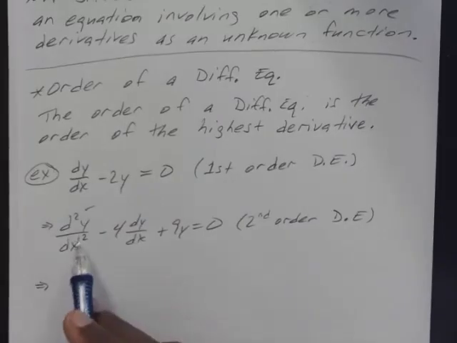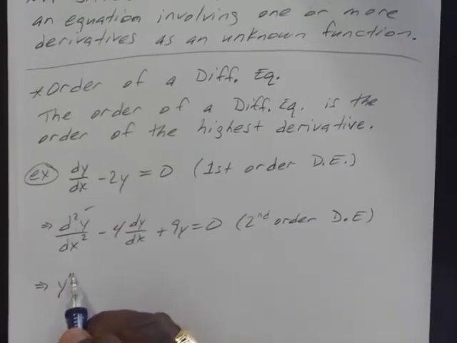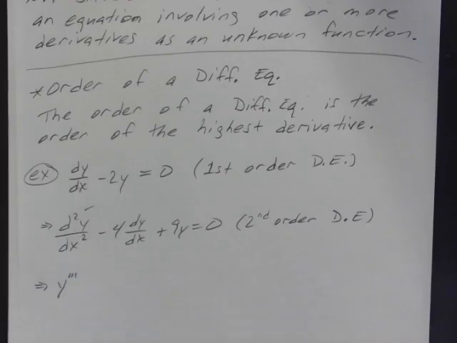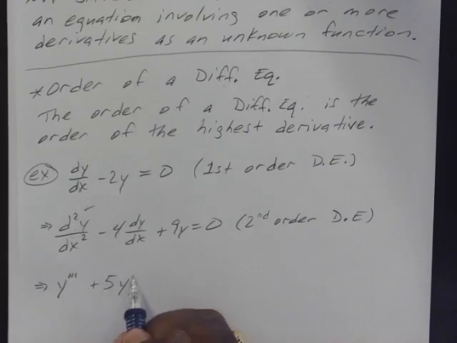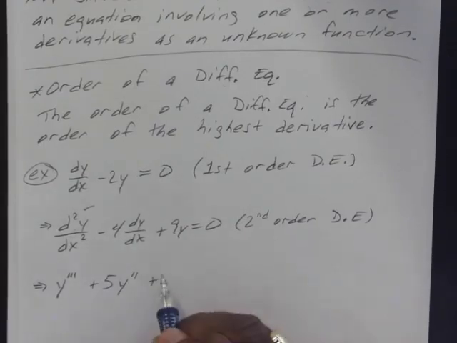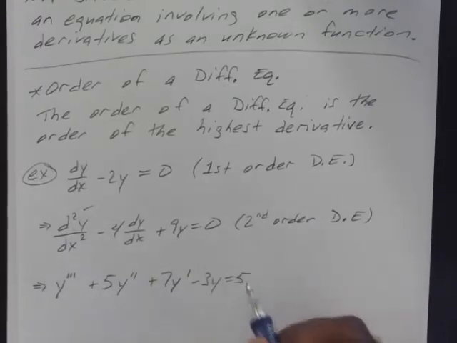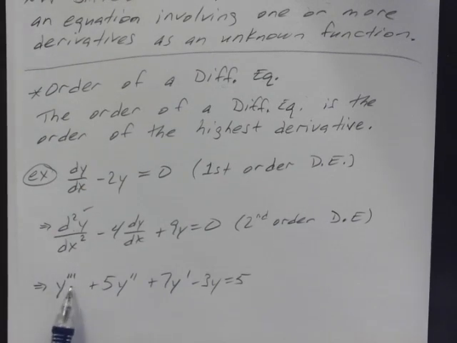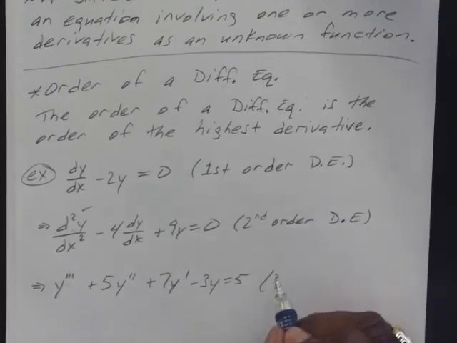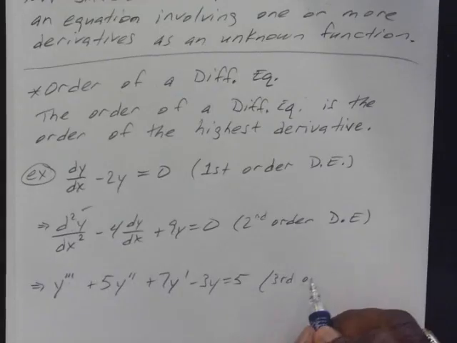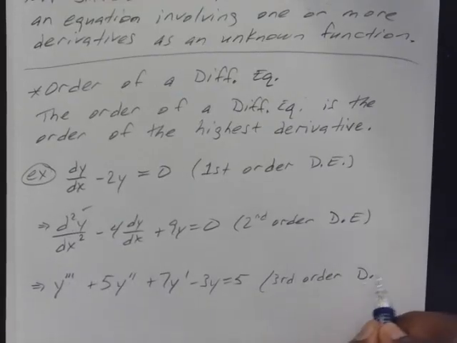And in some cases, they won't write it in that form. They may write y and just put the third derivative like that. So let's say plus 5 times the second derivative plus 7 times the first derivative minus 3y is equal to 5. Okay. So again, we can see the highest is the third derivative. So we know this is a third order differential equation.